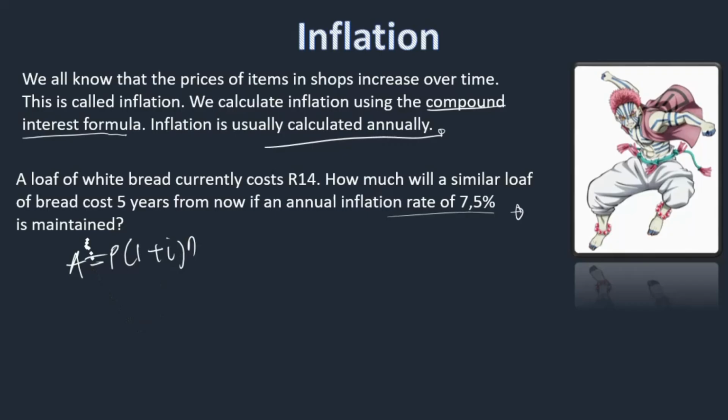right? So if I'm looking for the amount in future, the future amount, I'm looking for A. The principal amount at the moment is 14 rands. I have 1 plus my I, which is 7.5%, that is 0.075, raised to 5 years. All right, what am I getting there? I can pull out my calculator now.